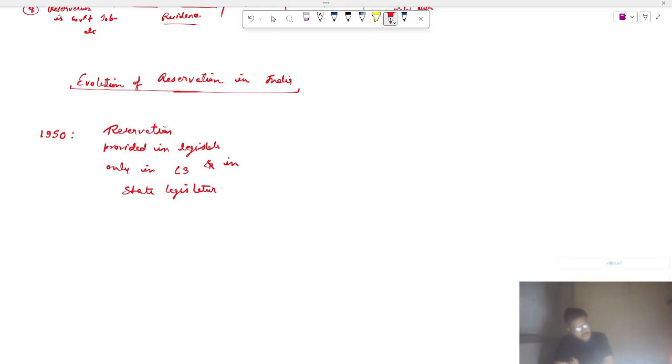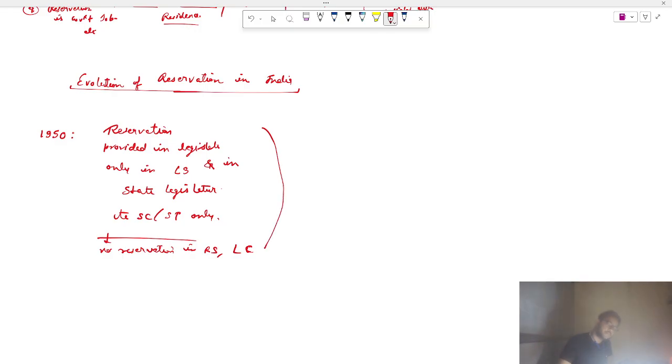Basically, reservation has been given to SC/ST only. There is no reservation in the Rajya Sabha or the Legislative Council. So reservation was provided only in the Lok Sabha and the state legislature to the SC and ST communities, and no reservation in the Rajya Sabha and the Legislative Council. And this reservation was on the basis of the share of population.